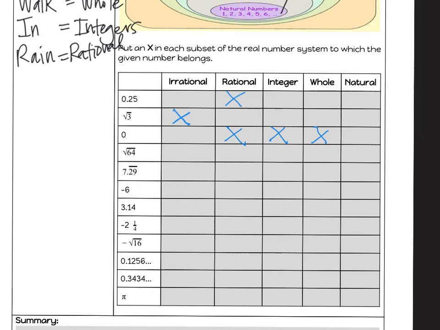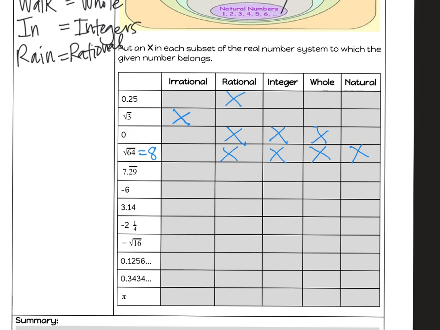All right, next we have the square root of 64, which we know gives us 8. 8 is a rational number because it ends. It's on the number line, so it is an integer. It is a whole number, and it is also a natural number.